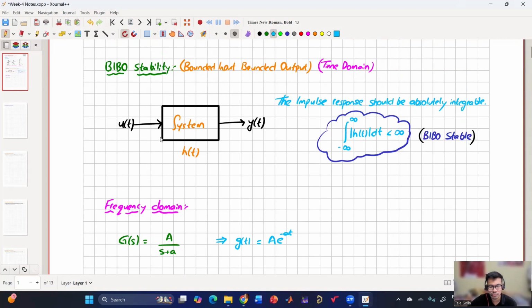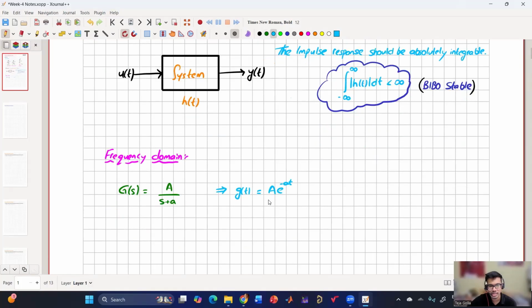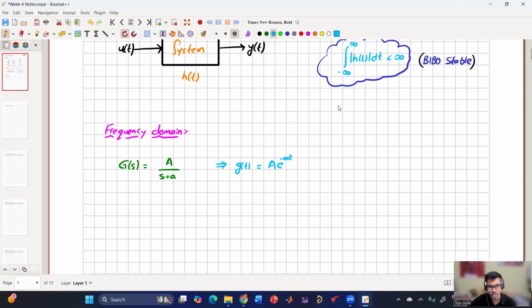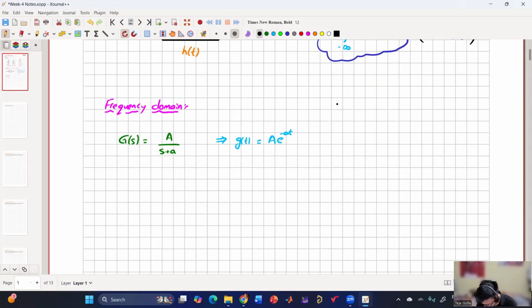Basically, G of S is the transfer function of the system. So if I consider G of T, which is H of T in this case, the impulse response should be absolutely integrable. Let us consider the expression to check whether this is absolutely integrable or not.